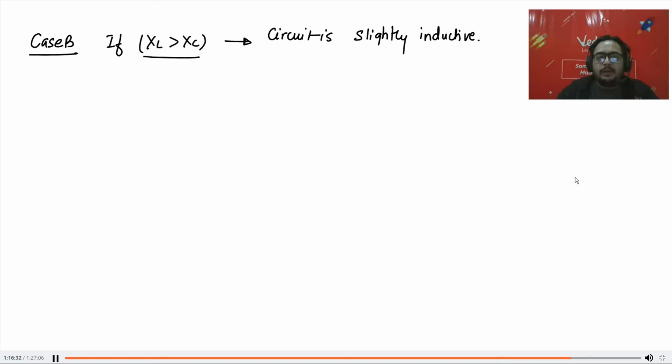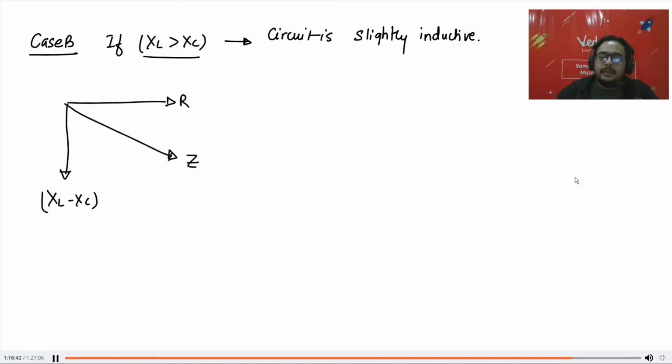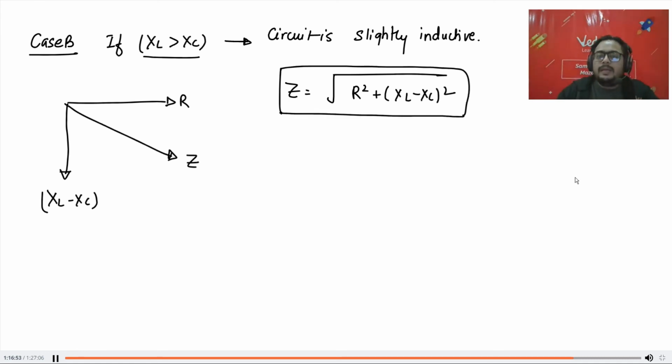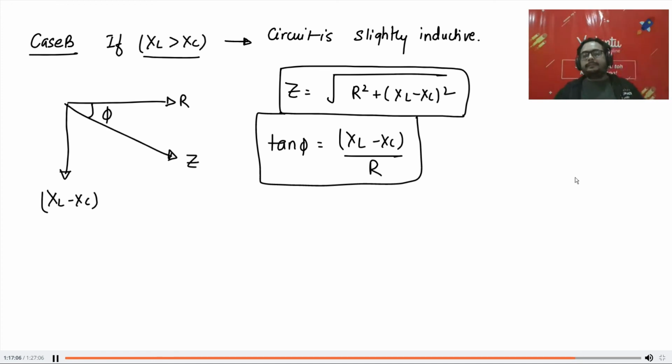Okay. How will I draw the phasor? Resistance is here. Downward we have XL minus XC. Net will again come like this, which is Z. The value of Z will again come the same, under root of R square plus XL minus XC whole square. So the same value is coming, and phi will also come the same. Tan phi is again XL minus XC by R. Everything is the same. What is the difference? Can anyone tell me now? What is the difference?